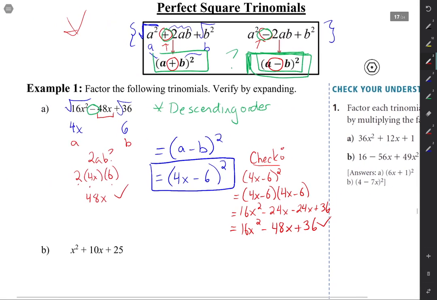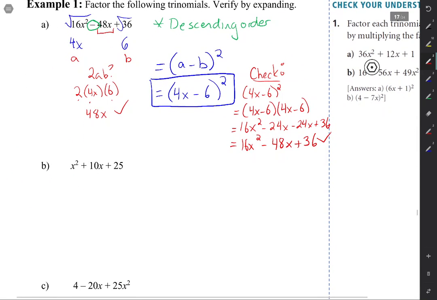So let's look at the next one here. x squared plus 10x plus 25. Let's check to see if this is a perfect square trinomial. We're always going to focus on that first term and that last term and see if they're perfect squares. And if they're perfect squares, that means we can take the square root of them without having any decimal numbers.